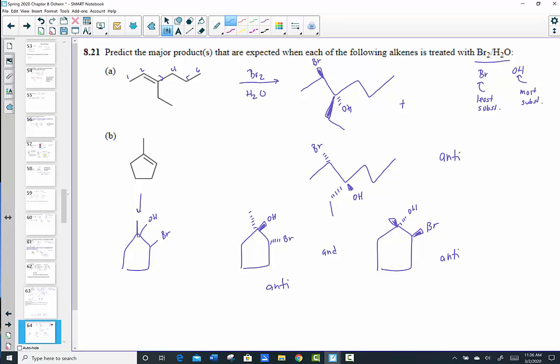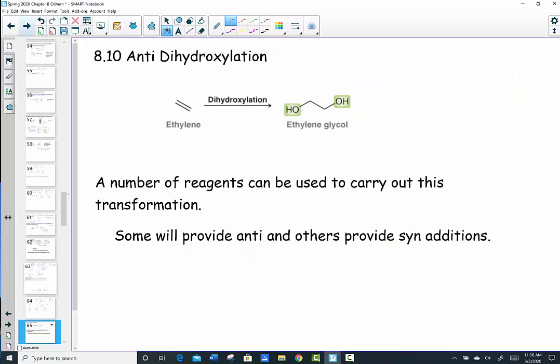Did you get it? I hope so. What about anti-dihydroxylation? Anti means adding opposite, one dash, one wedge. Think of that as anti. And if you hear syn, they'll both be dashes or both be wedges. You'll have them both be the same.